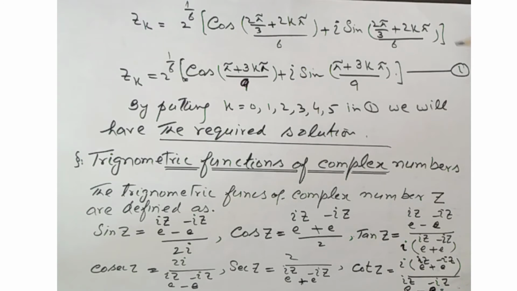So this is equation 1. After simplification, we put k equal to 0, 1, 2, 3, 4, 5 in equation 1. We will have the required 6 roots, and that is the solution of the given equation.